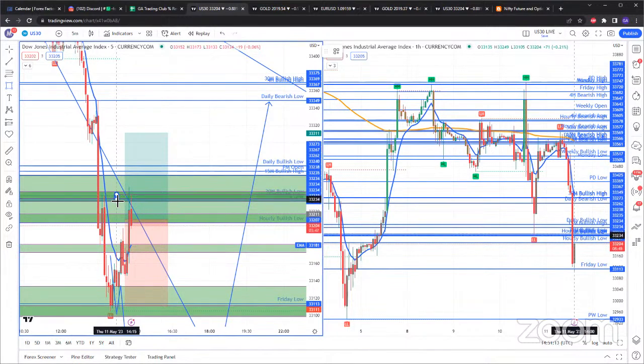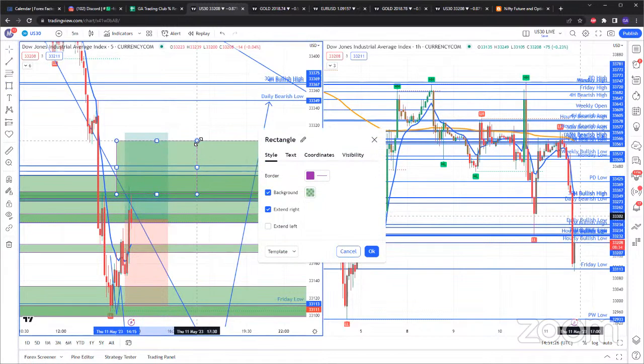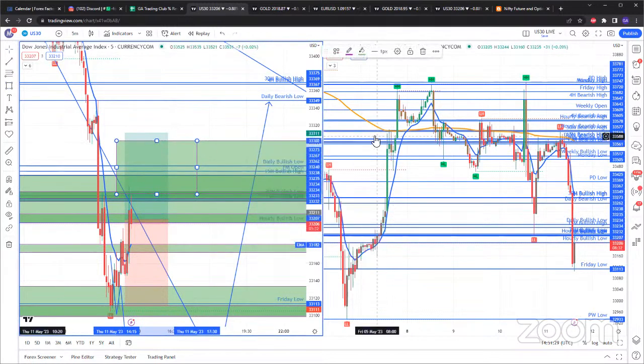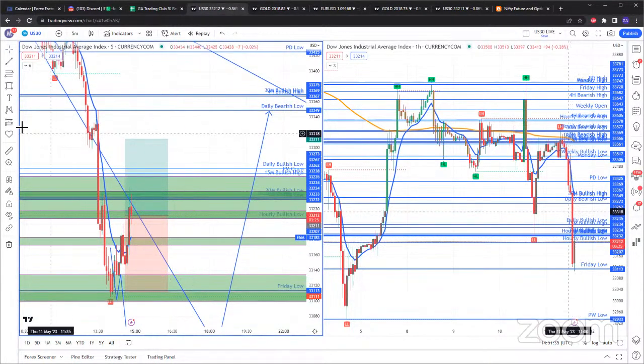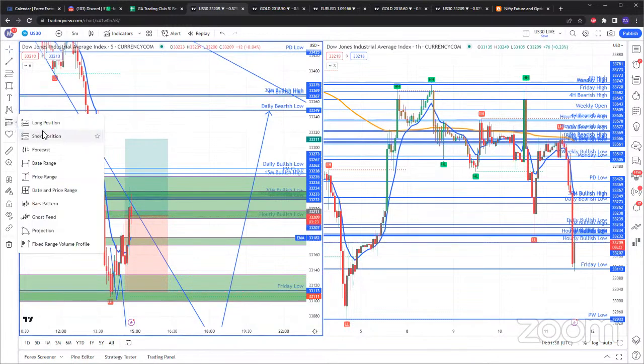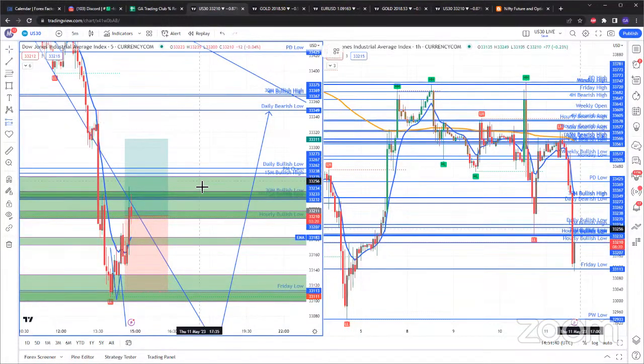So we have an hourly bullish high here, hourly bullish low. So it's 33,235 and 33,200. So it's like a 35 pip zone, right? So you break that zone into 3. The first trade is a filler trade just to show you how price is reacting from that zone. The next trade is in the middle of that zone. So long position. The middle of that zone would be maybe 223.